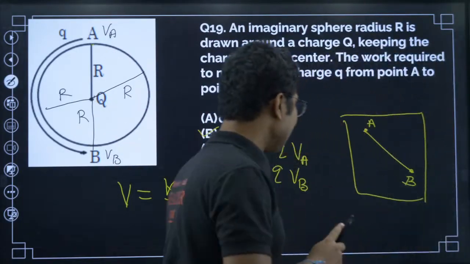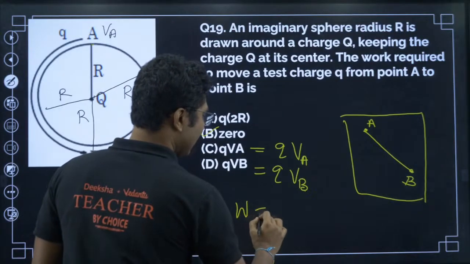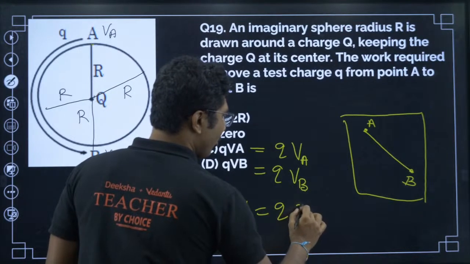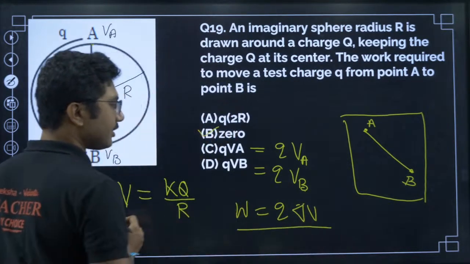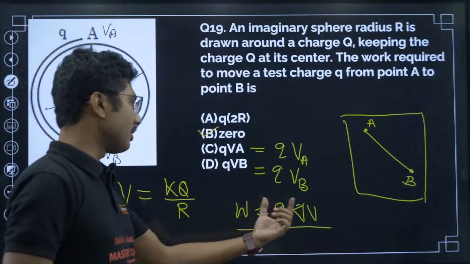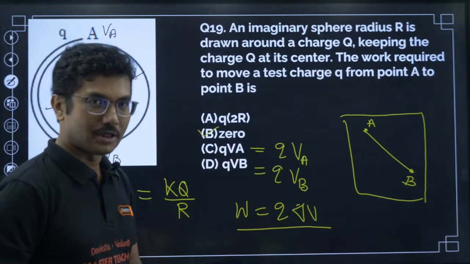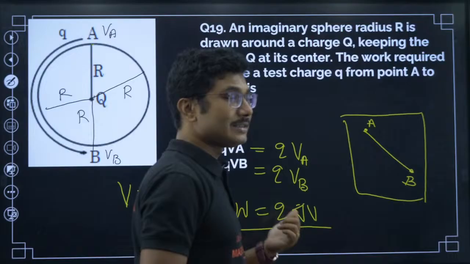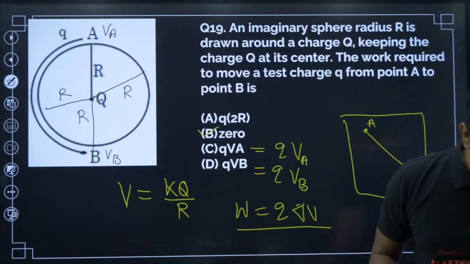Work done is given by charge into potential difference. Because the potential difference is 0, that means the work done will also be 0.